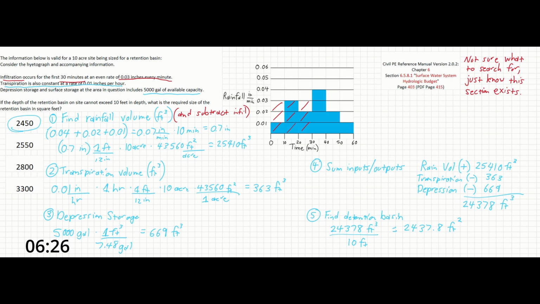So this problem doesn't require the reference manual, although it might be helpful to you to know that the surface water system hydrologic budget page does exist, just to review it. All you have to do is grind through unit conversions on this problem, and just make sure that you're accounting for infiltration properly, since it's greater than the amount of rainfall during the first half of the hyetograph. And that's it.